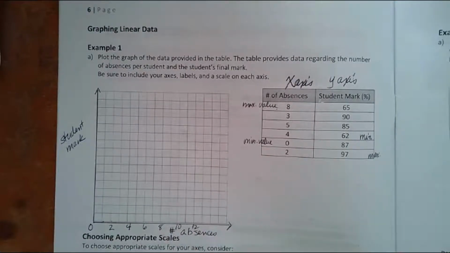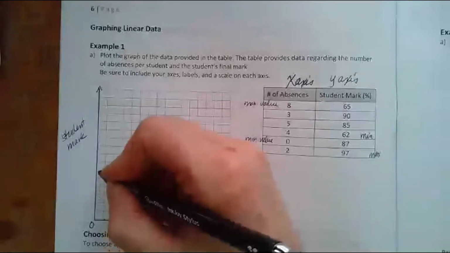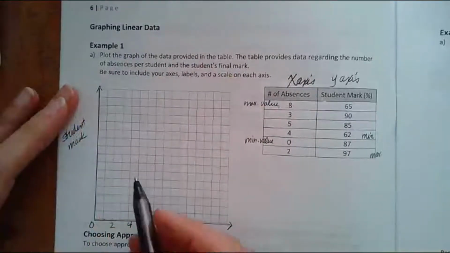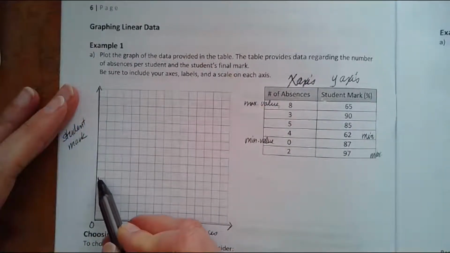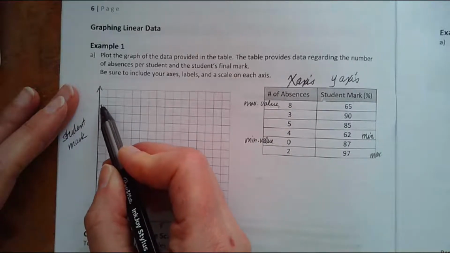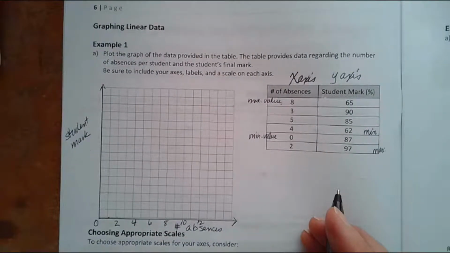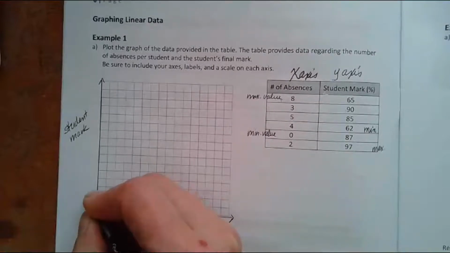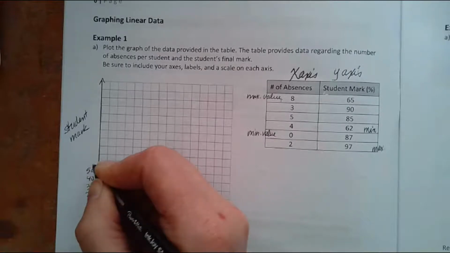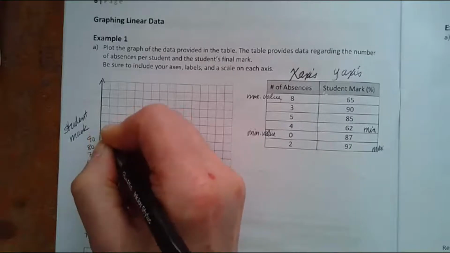Okay, let's try the next one. So I have to go up to 97. If I just want to keep this at 0, it's 30, 40, 50, 60, 70, 80, 90, 100. Maybe I'll just do that. I don't think I can go up by 5s. 5, 10, 15, 20, 25, 30, 35, 40, 45, 50, 55, 60, 65, 70, 75, 80. No, it'd be nice if I could go up by 5s, but I can't. So I'm just going to go up by 10s. 10, 20, 30, 40, 50, 60, 70, 80, 90, and 100.